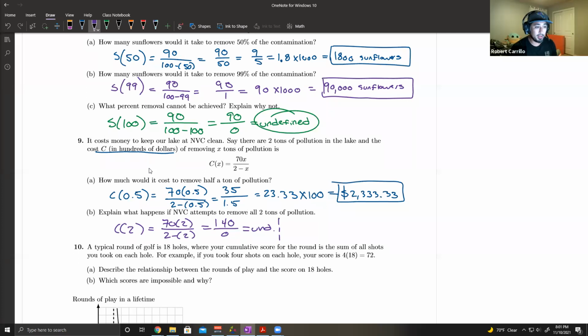So what would happen if MVC attempts to remove all 2 tons of pollution? MVC would go broke. How's that sound? The money would just exponentially increase. So we wouldn't have all the money in the world to remove 2 tons of pollution in that lake.